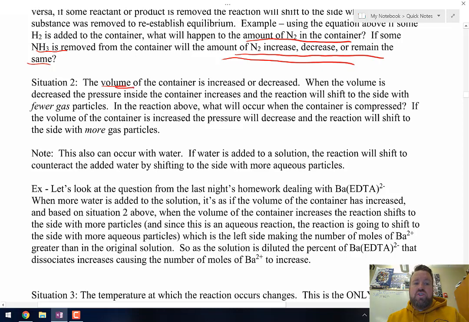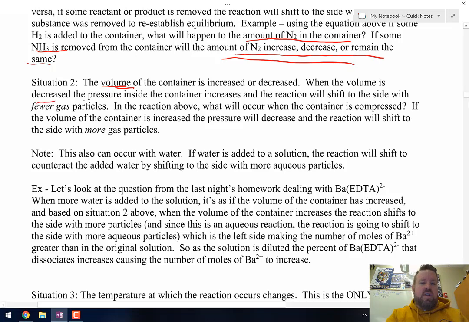So if they ask you a question that looks like a Le Chatelier's principle question, and they say the pressure inside the container is decreased, but they don't say how, then there's lots of ways you can change the pressure, not necessarily a volume change. So when the volume changes, which then causes the pressure to change, now let's say the volume gets smaller. Well, if the volume gets smaller, the reaction is going to shift to the side with fewer gas particles, okay, because it's got less room to move around.